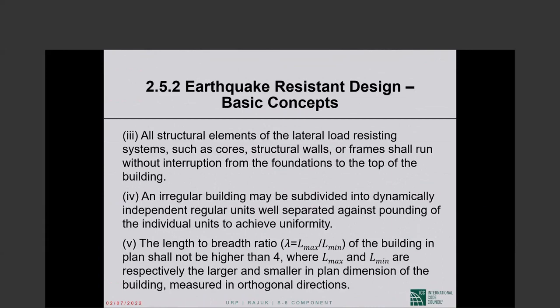All structural elements of the lateral load resisting system, such as cores, structural walls, or frames, shall run without interruption from the foundations to the top of the building. That again quite often does not happen. Every owner in the world wants the lowest stories of their building kind of open for commercial reasons.